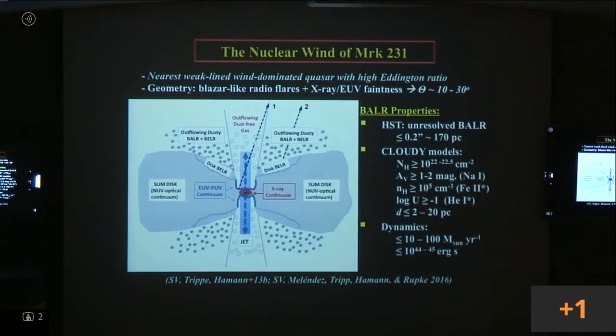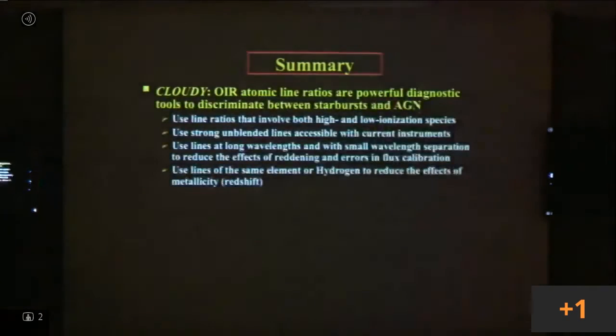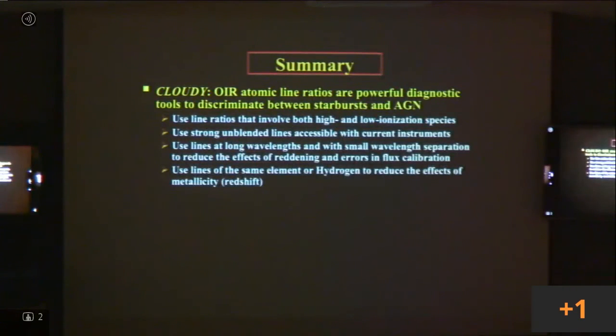Okay, so let me summarize. I want to emphasize how useful Cloudy was in the old days, and still is very much so, in understanding, theoretically, what's going on with the behavior of the line ratio as a function of the various parameters, and which line ratios to use. What are the best line ratios to use to discriminate between starbursts and AGN? This method has now been extended to the mid-infrared, where we can actually quantify not only if an object has an AGN or not, but also determine the fraction of the bolometric luminosity that is produced by the AGN, which is a bit more quantitative.